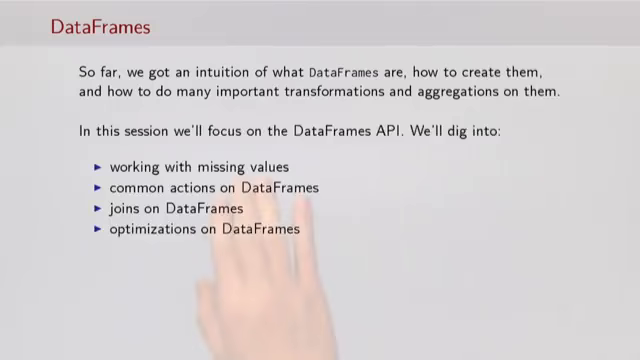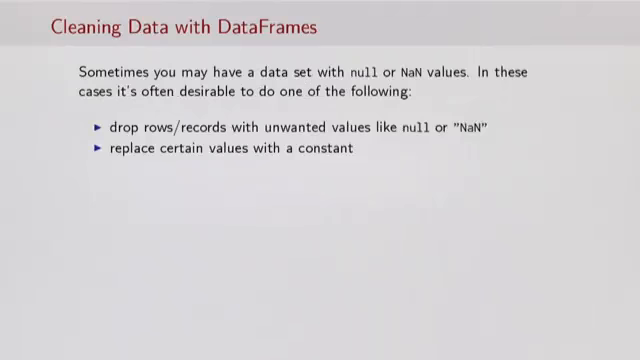In this session, we'll cover how to work with missing values or how to deal with things like null. We'll look at common actions on DataFrames. So we saw transformations and aggregations. These were both transformations of some sort, but we didn't look at any actions yet, or so we think. Then we'll dive into joins on DataFrames, and finally we'll talk a little bit about optimizations on DataFrames. So let's get started with cleaning data with DataFrames.